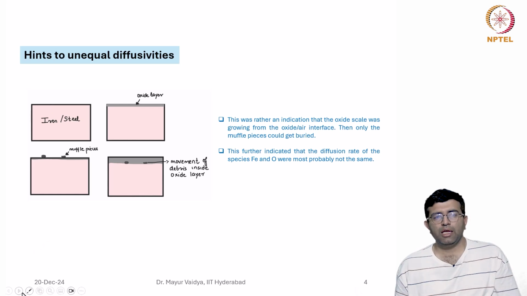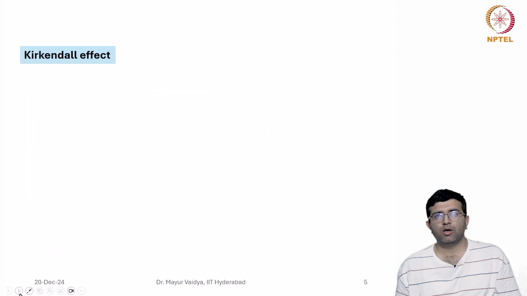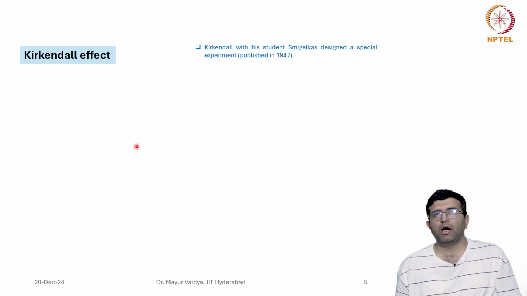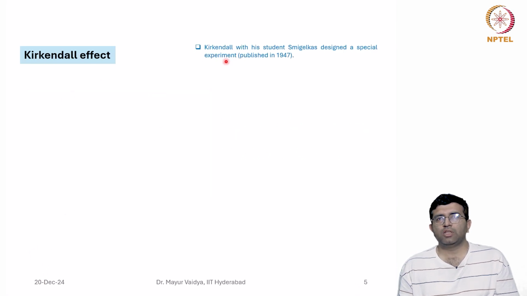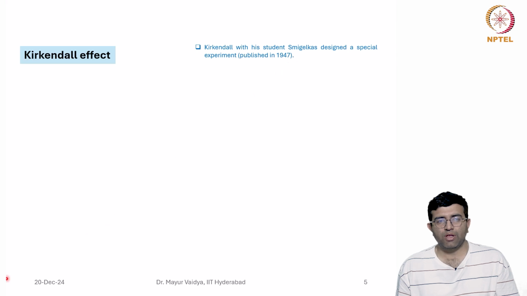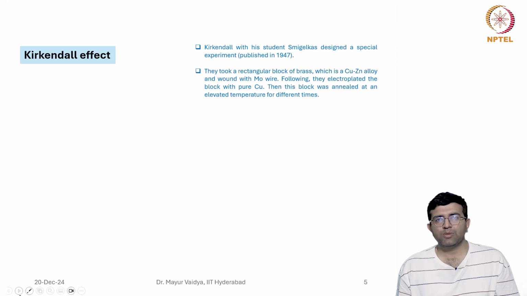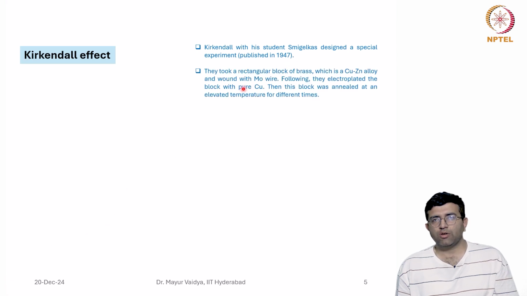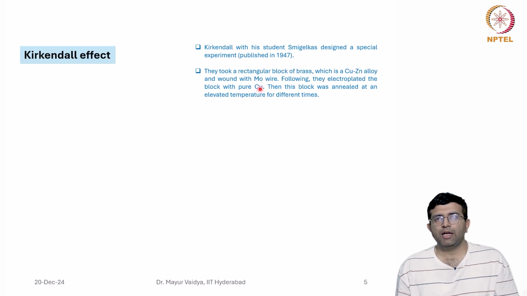Then in 1947, Kirkendall with his student Smigelskas, designed a special experiment. This was published in 1947. What they did is, they took a rectangular block of brass, which is a copper-zinc alloy, and wound this block with molybdenum wire.